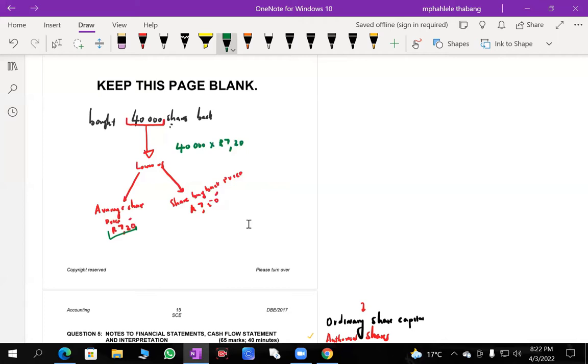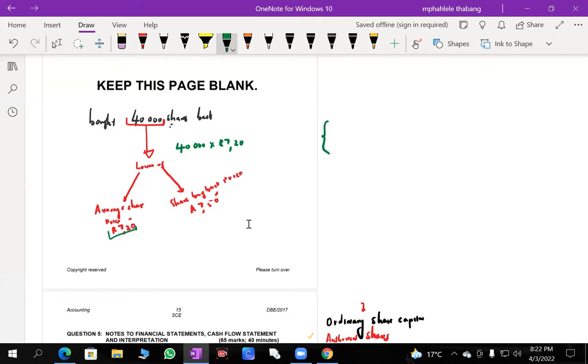I'm saying it again. To value the shares the company bought back, look at which one is the lower between the average share price and the share buyback price, and whichever is the lower, you are going to use it.